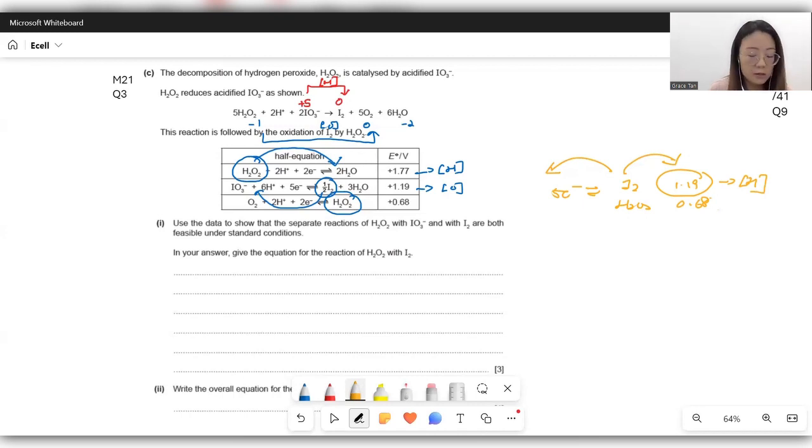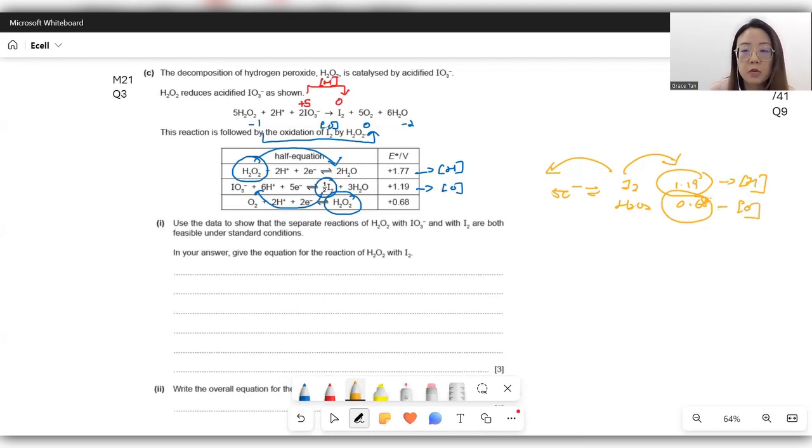Now let's go to the 0.68 version. The 0.68 H2O2 over here is more negative in comparison to 1.19, so the 0.68 will actually undergo oxidation. If you pick the H2O2, knowing that 0.68 is more negative, it will undergo oxidation.